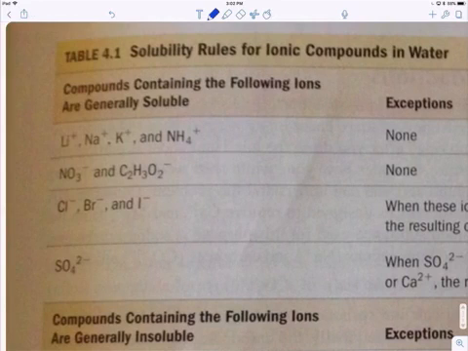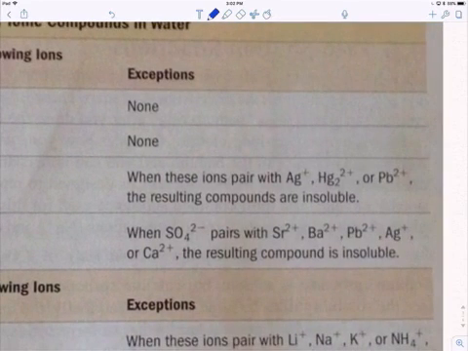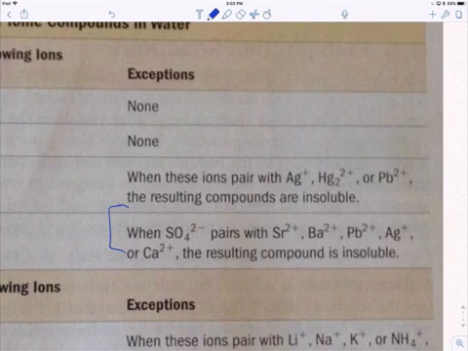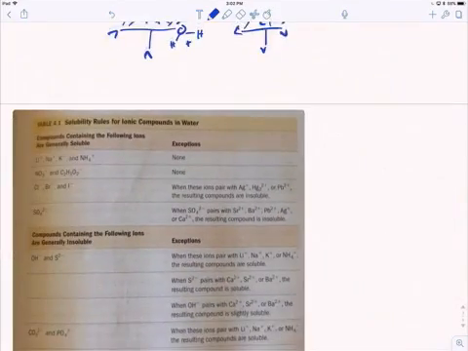And then sulfate tends to be soluble, with the exception of the alkaline earths and silver. I don't know why the book put calcium last. Oh, and lead too, lead sulfate, insoluble. So those are the general solubility rules.